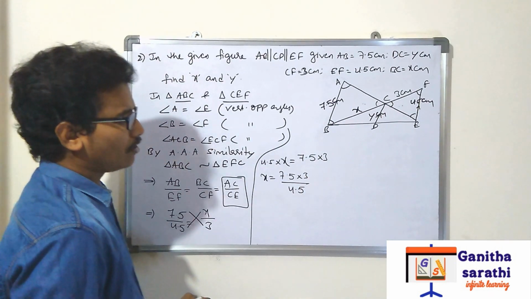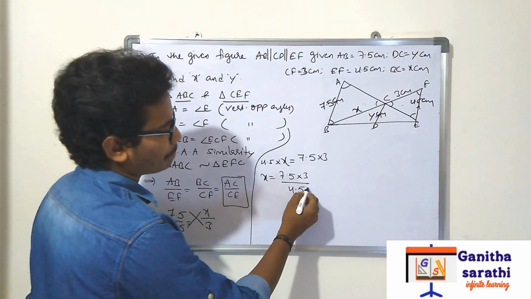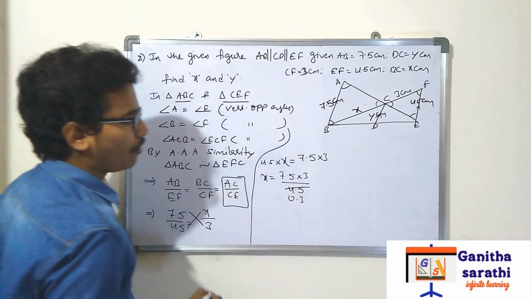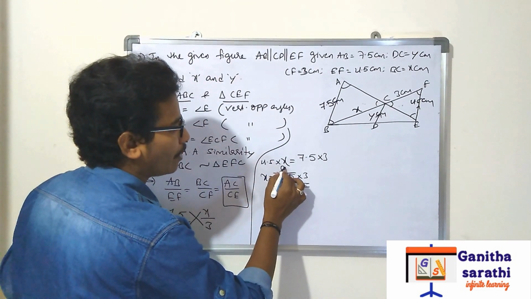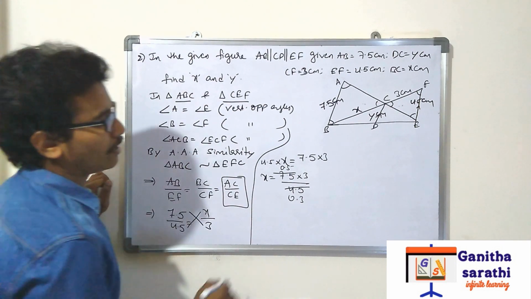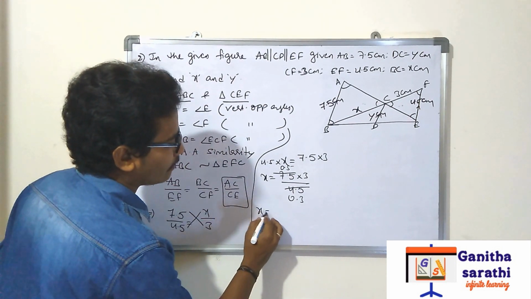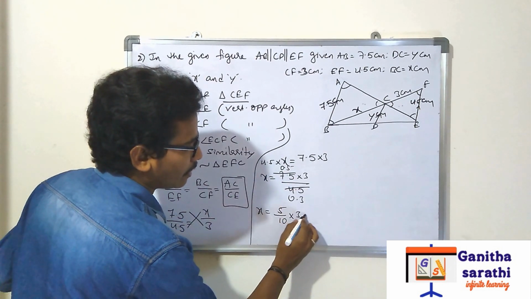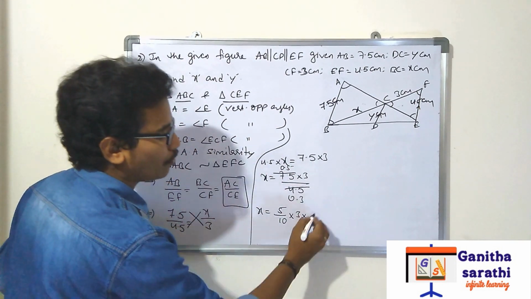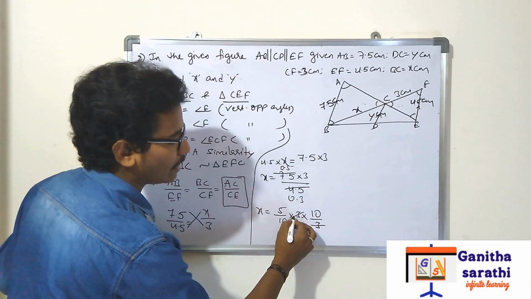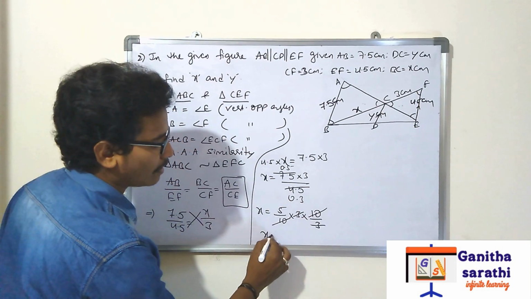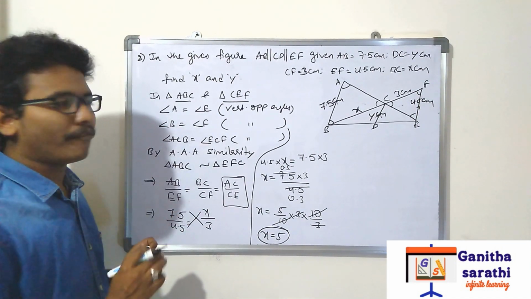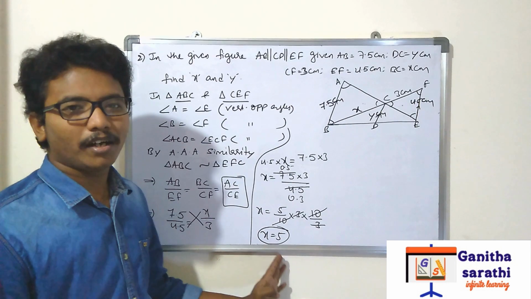Cancel this. In which table can you cancel it? 15 table, right? 15 times 3 is 45, so 4.5. 15 times 5 is 75, so 7.5, right? So X is equal to 0.5 can be written as 5 by 10 into 3. This 3 by 10 will come into the numerator, 10 by 3. 3 and 3 get cancelled, 10 and 10 get cancelled. X is equal to how much? 5. So what is the value of X we got here? 5. Understood all of you? This is the value of X.